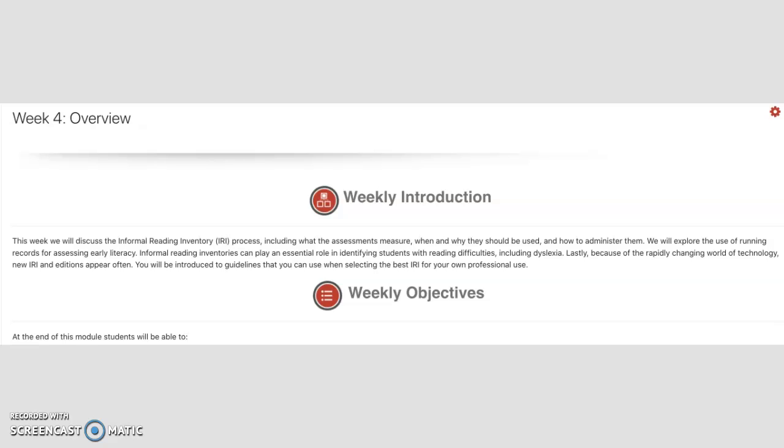This week we will be jumping into informal reading inventories, including how and when we should use them, how to administer them, and also, importantly, how do we decide on which ones to use considering they're changing so rapidly. So we'll be looking at how to be an informed consumer and leader in your schools. We'll also be looking at running records and focusing on early literacy.